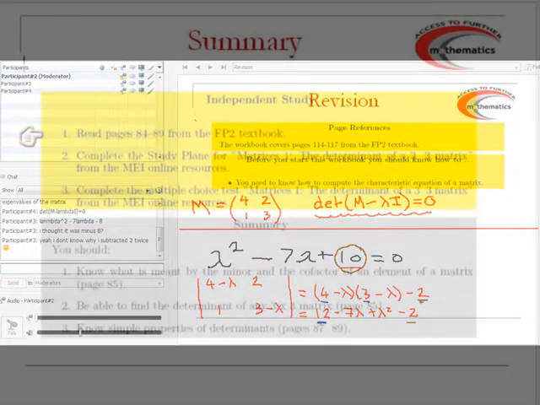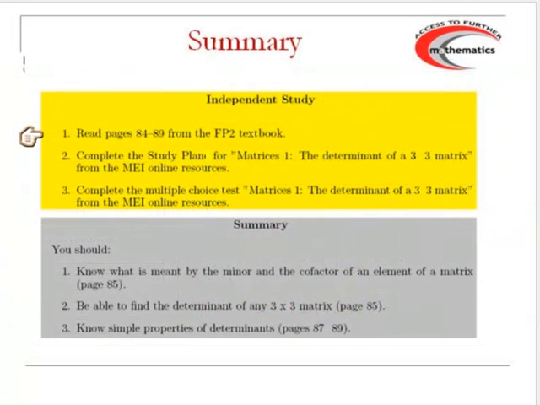At the end of each session, you'll get a summary of your tutorial. We've also covered pages 84 to 89, so I'd like you to have a read of those. On the MEI resources, there's a study plan on there for matrices 1, the determinant of a 3 by 3 matrix. I'd like you to have a look at that because that will help reinforce what you've done today. Essentially, you shouldn't find that too demanding. And I'd also like you to complete the multiple choice test for matrices section 1.